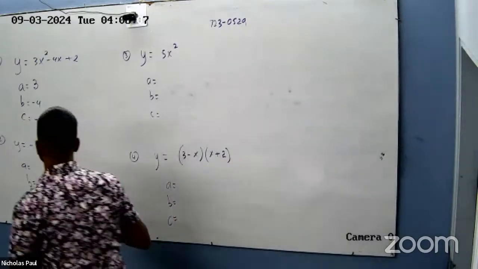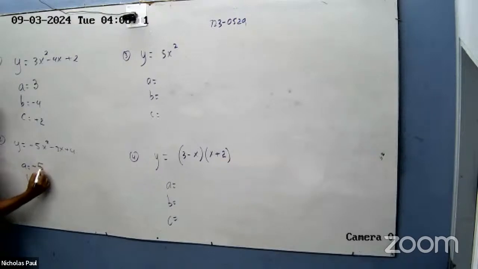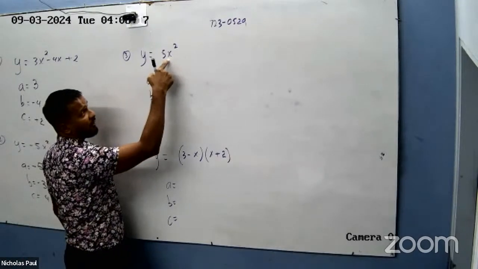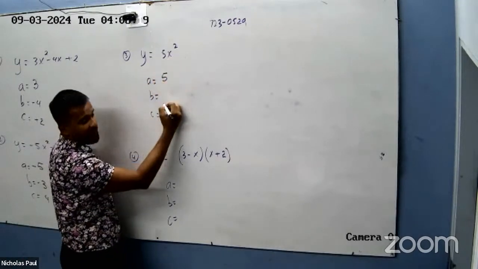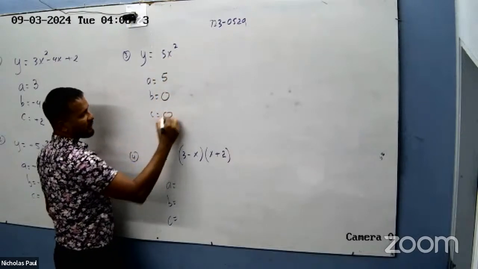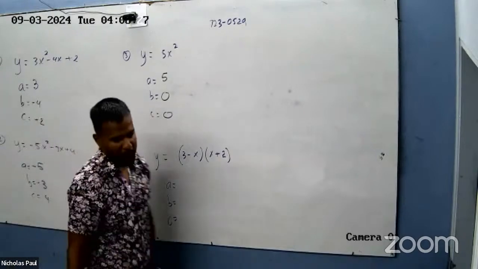Right, this one here, you should get what? -5, -3, 4. Right here, the value in front of x squared is +5. Here, there is no p and there is no constant. That's okay. Here, what do we have to do?